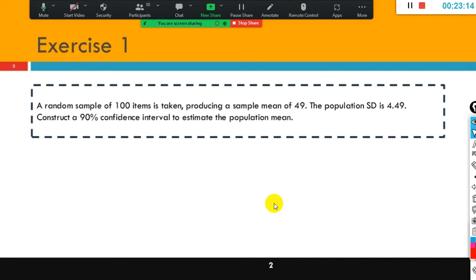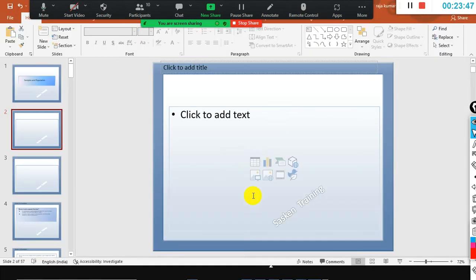We do not know the true mean, but the population standard deviation is given, so we can use the z distribution. We need to construct a 95% confidence interval to estimate the population mean. So how do we find out? We know the sample value. What is the sample here? The sample size is 100, and the sample mean x bar is given, and the population sigma is given. We need to find the 90% confidence interval. Let me work this one out.